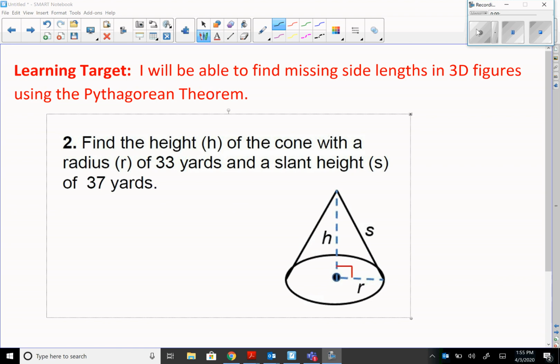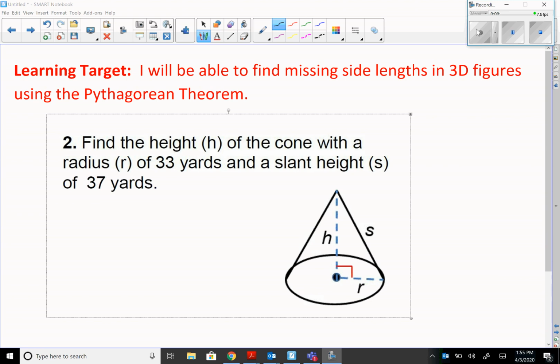This next example is actually a cone, but again, don't let that make you worried. It's just as simple as prisms and pyramids. Okay, so once again, we're trying to find the missing side length in a 3D figure. Excuse me, we're trying to find the height, and we're given the radius and we're given the slant height.